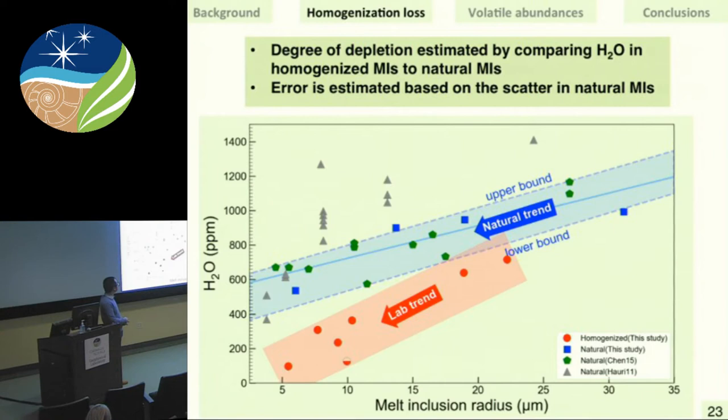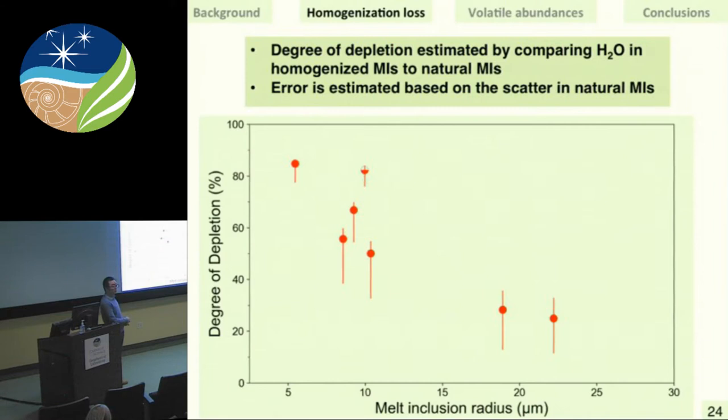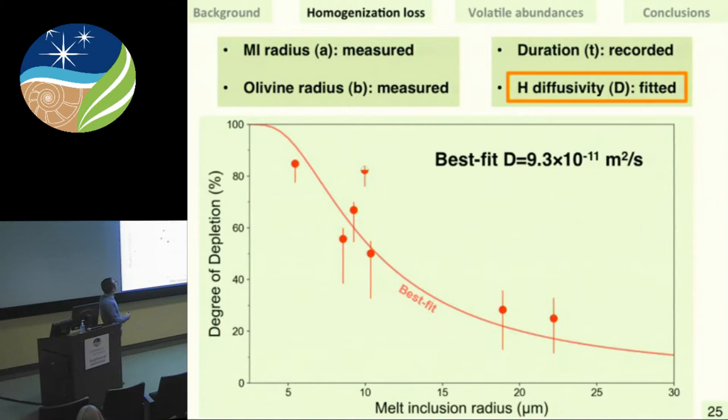For example, we compare this melting solution to the original water concentration expected without homogenization experiment, which is somewhere between 400 ppm and 700 ppm. And we obtain a plot like this. So the trend is inverse because the smaller melting solutions have lower water concentration. Therefore, they have experienced a higher degree of water loss during homogenization. And the error bars of the data are estimated considering the scatter in concentrations of the natural melting solutions.